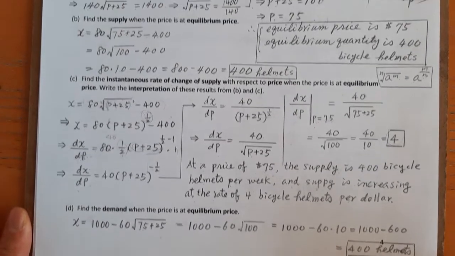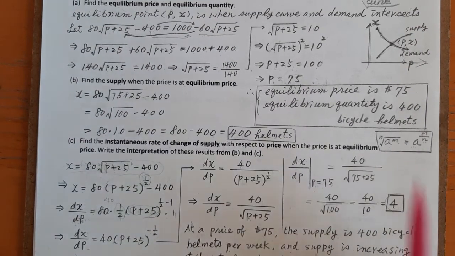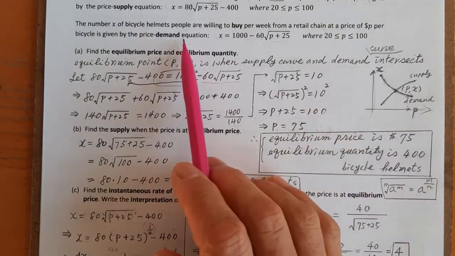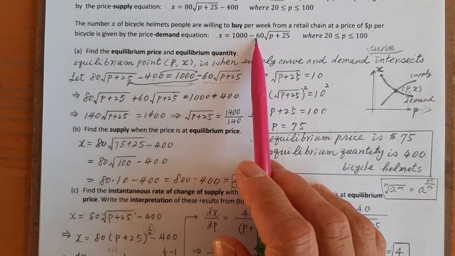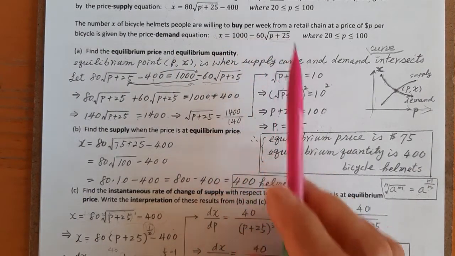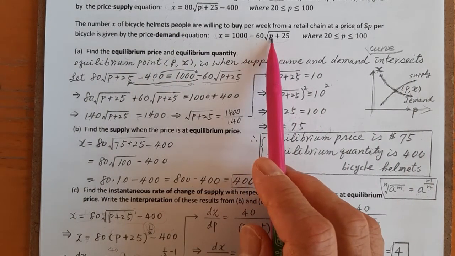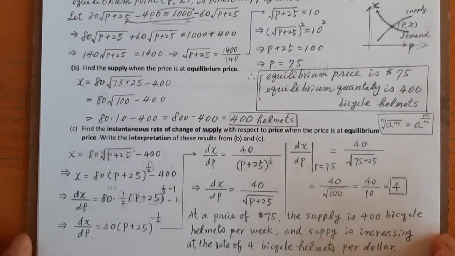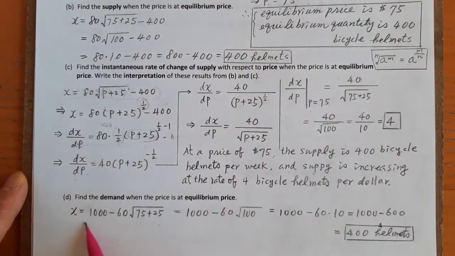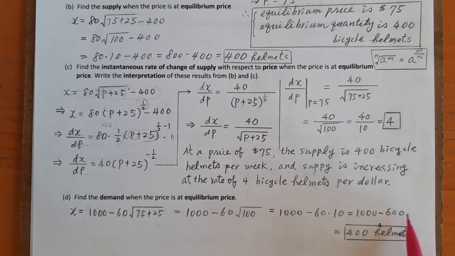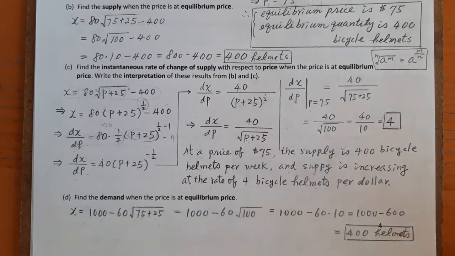The demand equation is x equals 1000 minus 60 times the square root of p plus 25. So we plug in p equals 75. We get x equals 1000 minus 60 times the square root of 100, which is 10. So it's 1000 minus 600, and that's 400 helmets.